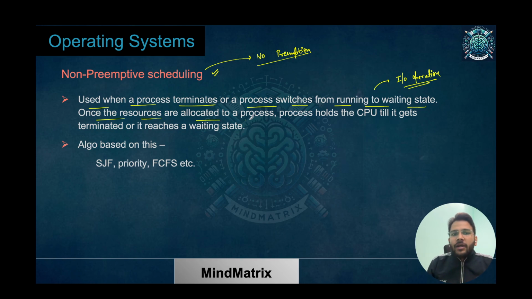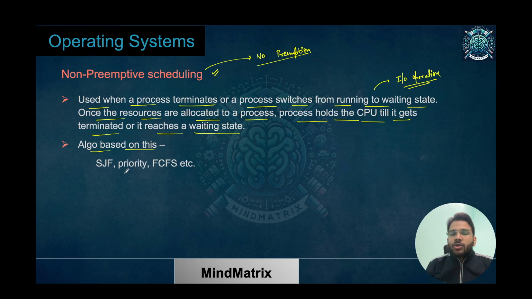Once the resources are allocated, the process holds the CPU till it gets terminated or it reaches a waiting state. So once you allocate the CPU to a process, the process is going to hold the CPU till it terminates or till it reaches a waiting state. If it reaches the waiting state, then it is going to give the CPU back so that another process can execute. But if it is in the running state, it is going to terminate entirely, and then release the CPU so that it can be allocated to another process. Clear? So that is non-preemptive scheduling, no preemption here.